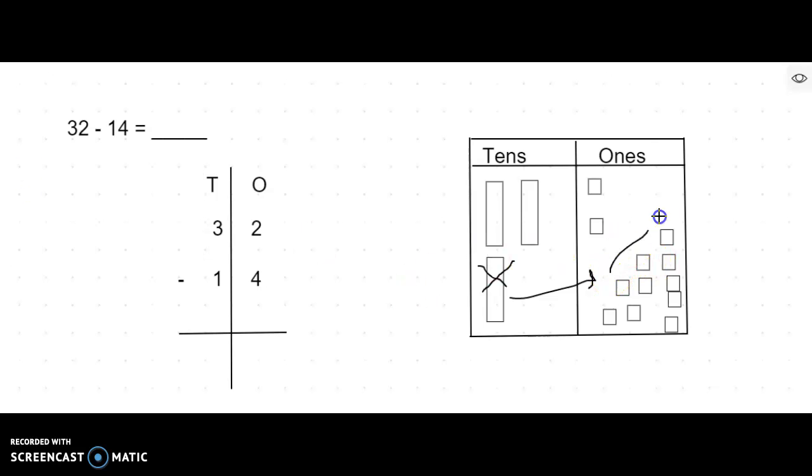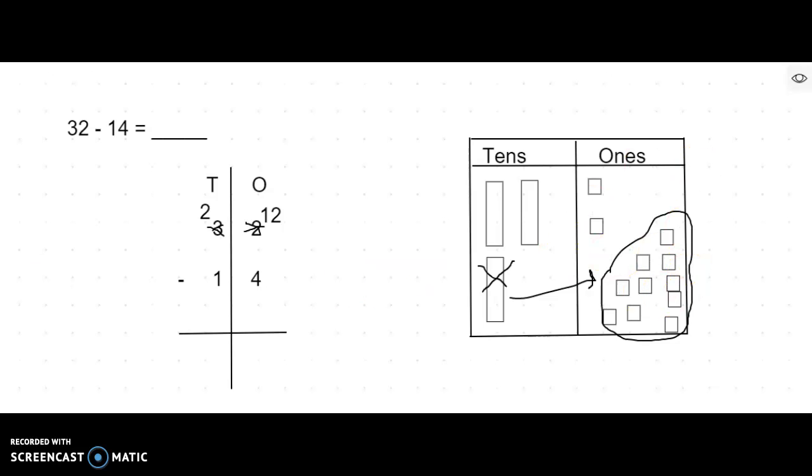I have these 10 ones that I got from breaking up this 10. So I still have the same amount. I still have 32, but what I've done is I've redistributed or regrouped. I've taken this 10 and broken it up into these 10 ones over here. And what that means is now I have, instead of 2 ones and 3 tens, I have 2 tens and 12 ones. So now I have 12 ones.